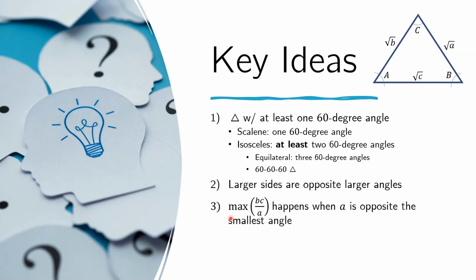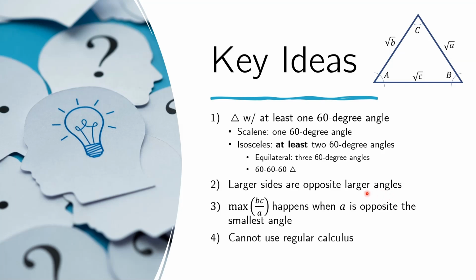Then we can say that the maximum of BC over A, which is what the problem is looking for, happens when A is opposite the smallest angle. That's because A is the length of the side, so we get a maximum when A is smallest, and when B and C are largest. So A is smallest when it is opposite the smallest angle. And again, that follows directly from the second idea, that the larger sides are opposite the larger angles.